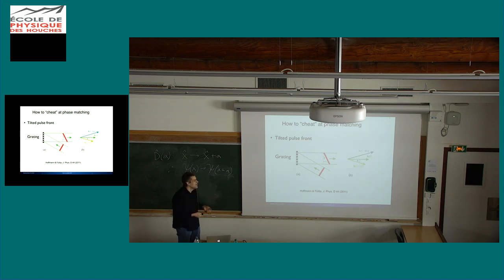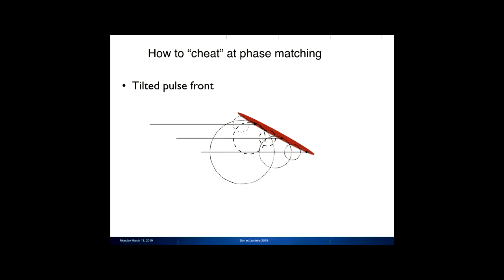So you need to do an imaging system where you recombine the wavelengths. What you do is you image the grating onto the actual nonlinear crystal. But this is the basic idea behind how to generate a tilted pulse front. If you want more details, this is the paper to look at.